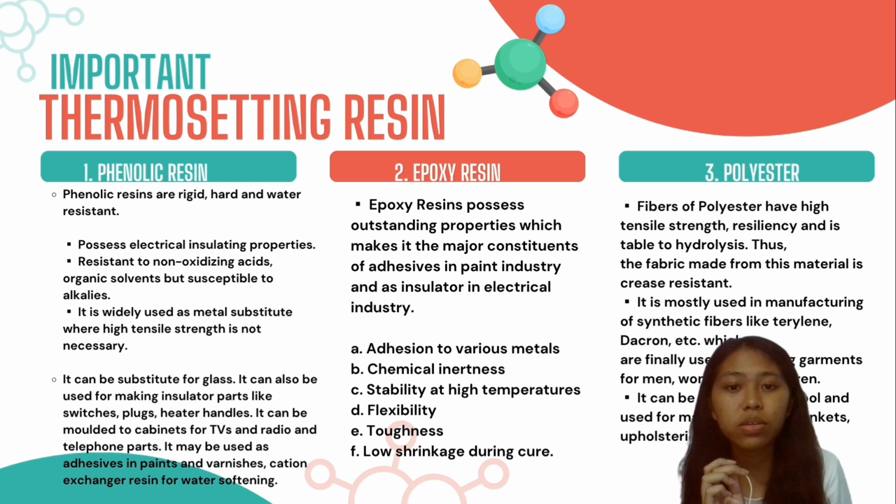Polyester resins are widely used in everyday life, specifically in textiles. They are strong, resistant to stretching, and do not wrinkle easily. That's why clothes made from polyester are durable and easy to maintain. In engineering, they are also used in composites like fiberglass because they provide strength while still being lightweight.